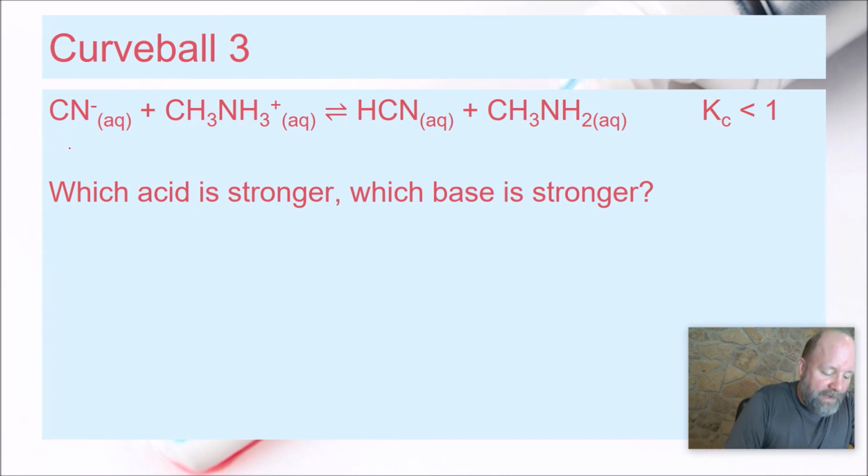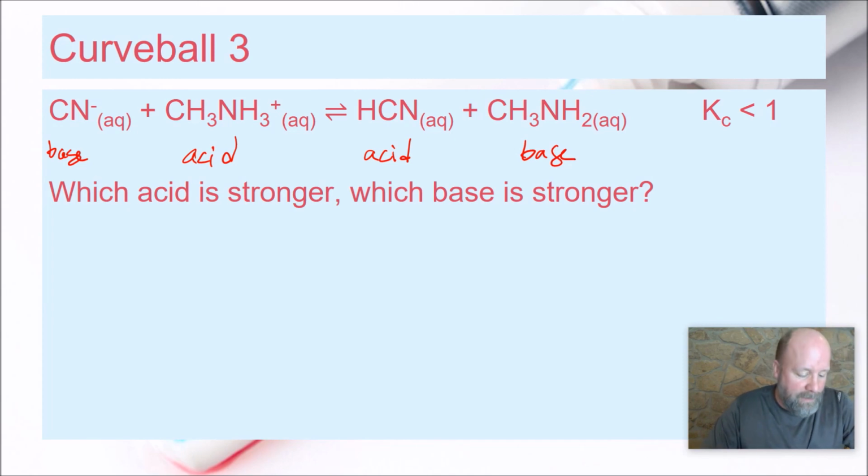So this one can't give a hydrogen, so that's got to be a base. And actually, we know that's the conjugate base of this acid. And again, this is weak, weak. They're all weak here. So if this is a base, this must be the acid, and I can see that it has an extra hydrogen, so this must be the base. So I've got an acid and a base on both sides.